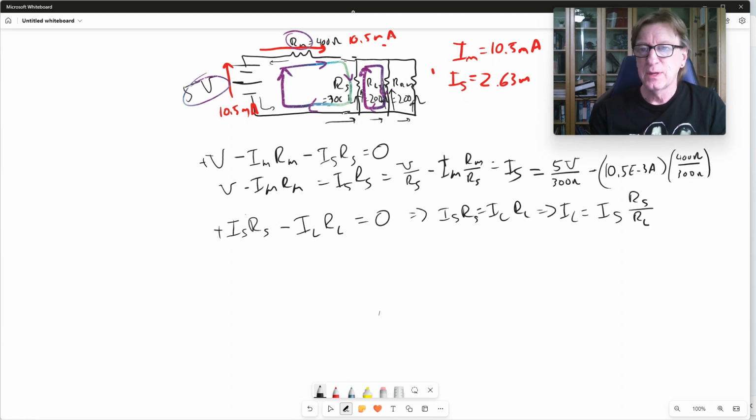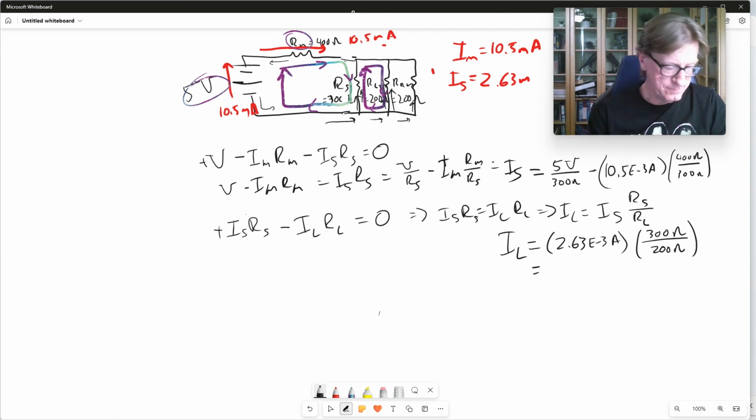Very quick and easy. All right, so we're going to see what that is. That tells me that the left motor must be 2.63 times 10 to the minus third amps. Don't forget to convert back to amps. Times the resistance of my sensor, which is 300 ohms, divided by the resistance of the left motor, which is 200 ohms. All right, pause the video, work that out, see what you get. Okay, so you should get 3.95 milliamps, exactly what we had before.